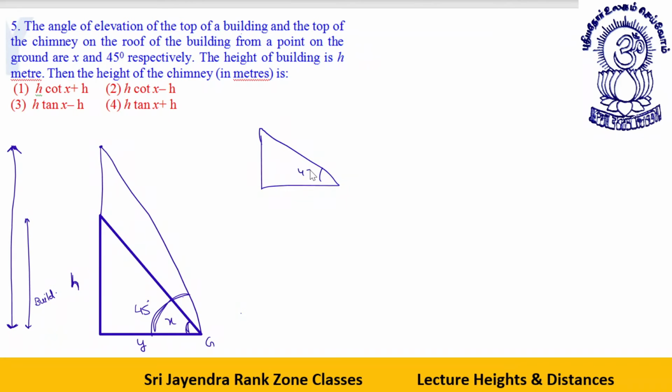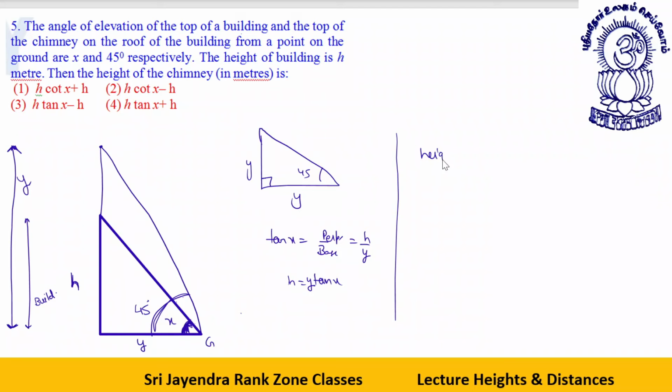If this angle is 45 and this angle is 90, what will happen? If this is y, this will also be y. So this complete height is y. Now this small angle is, let's say, 45. This angle is x. So what will happen? Tan x will be what? Tan x will be perpendicular upon base. Perpendicular is h. Base is y. So tan x is h by y. So h I can say is what? H is tan x into y. This is h.